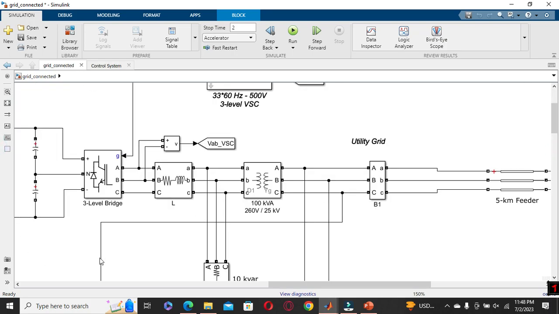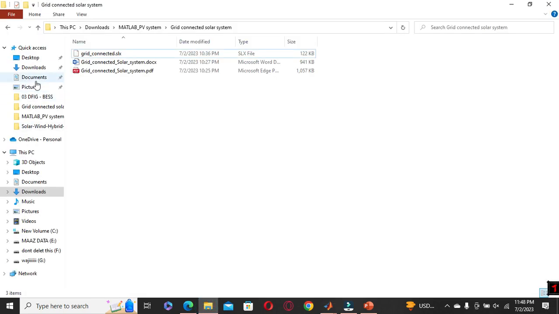Okay, so yeah, this is connected to the load, and it tries to feed the power. Let me explain this.